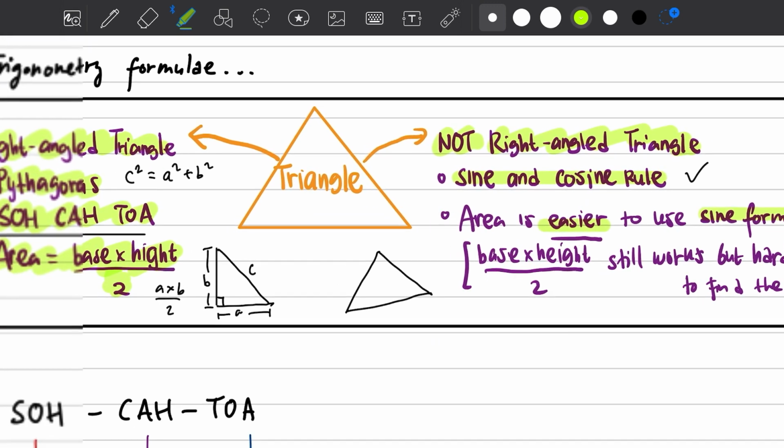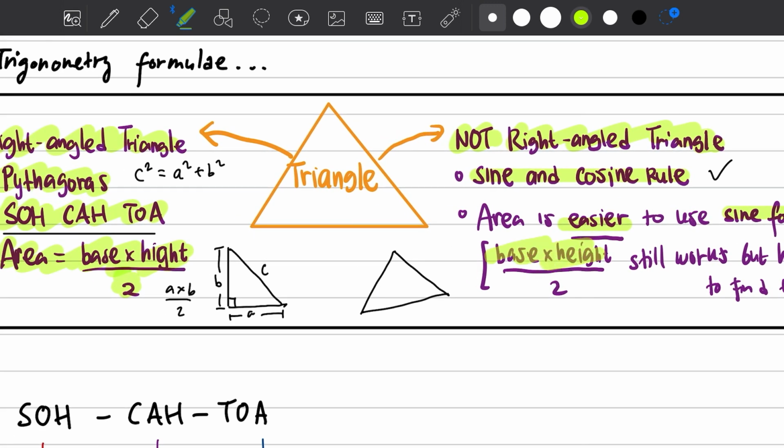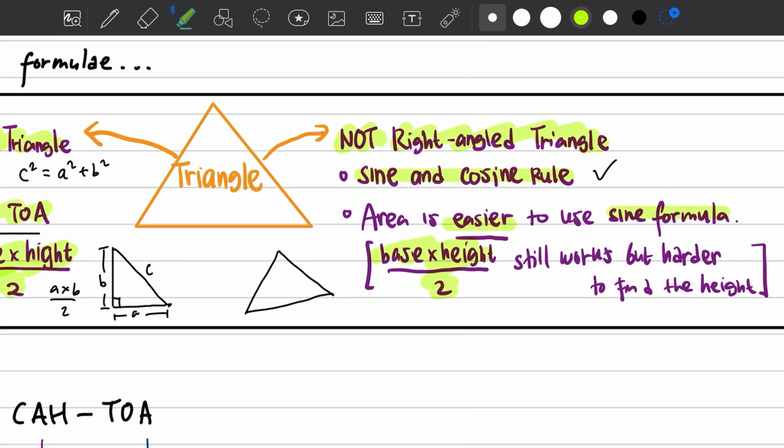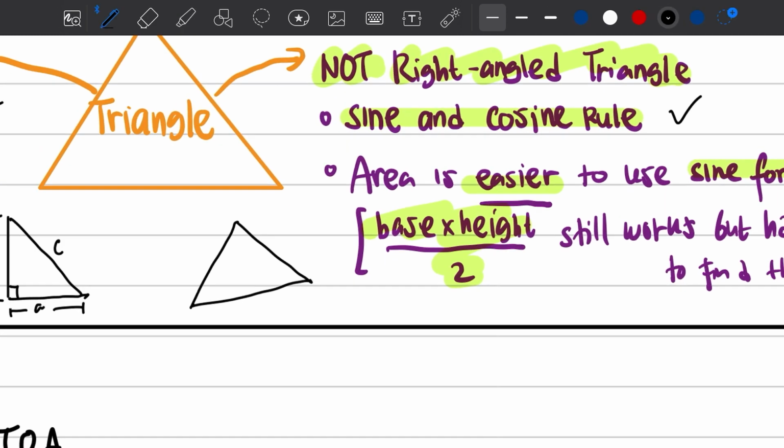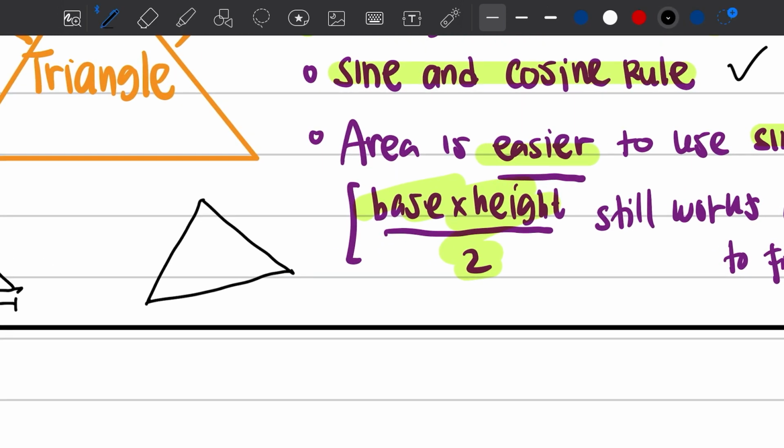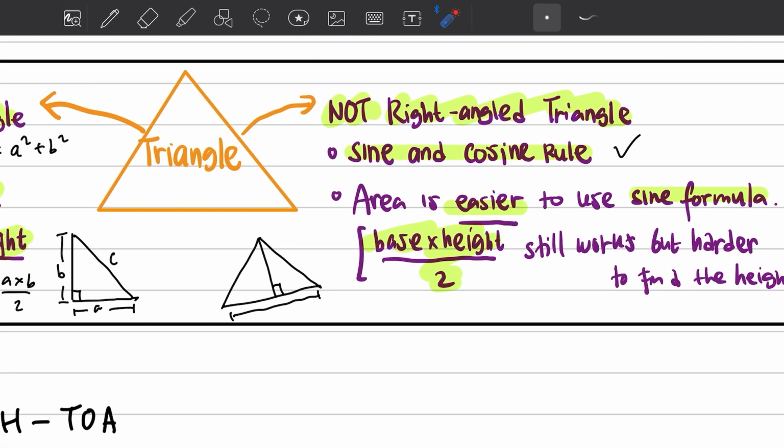You can still use area equals base times height over 2, but it's harder because you need to find the height first. This is the base, and remember the height is just 90-degree to the base, and most of the time you will not have this height given in the question, so you have to find it, which is harder and much easier to just use sine formula.